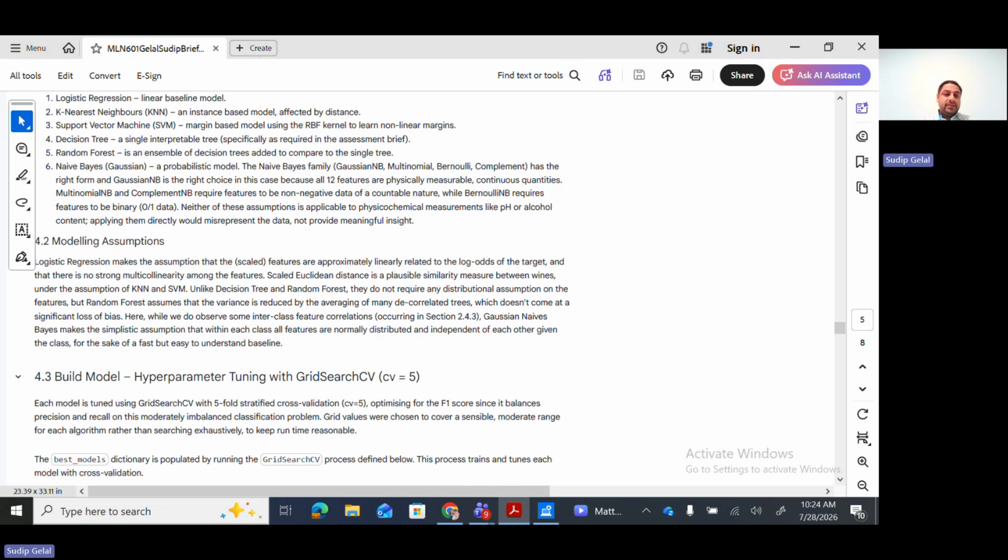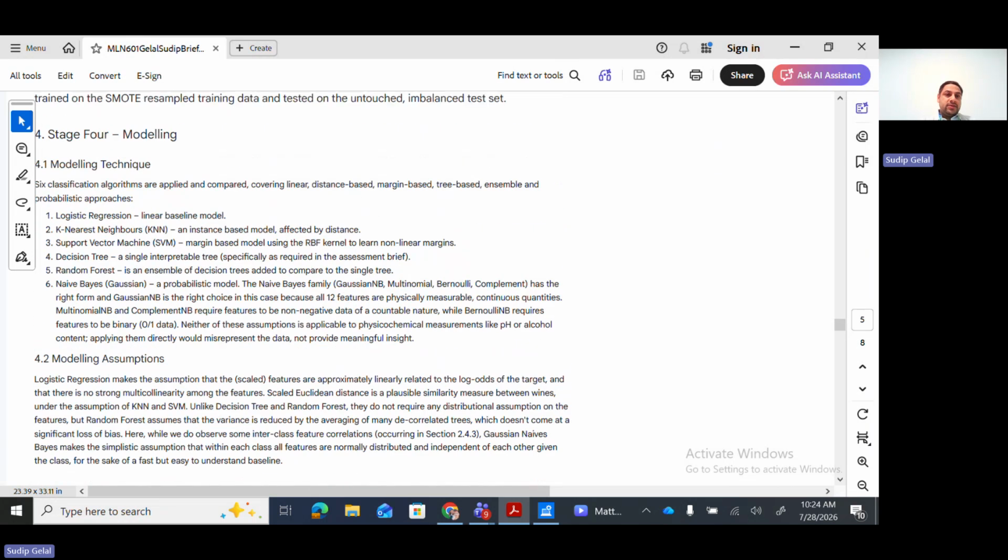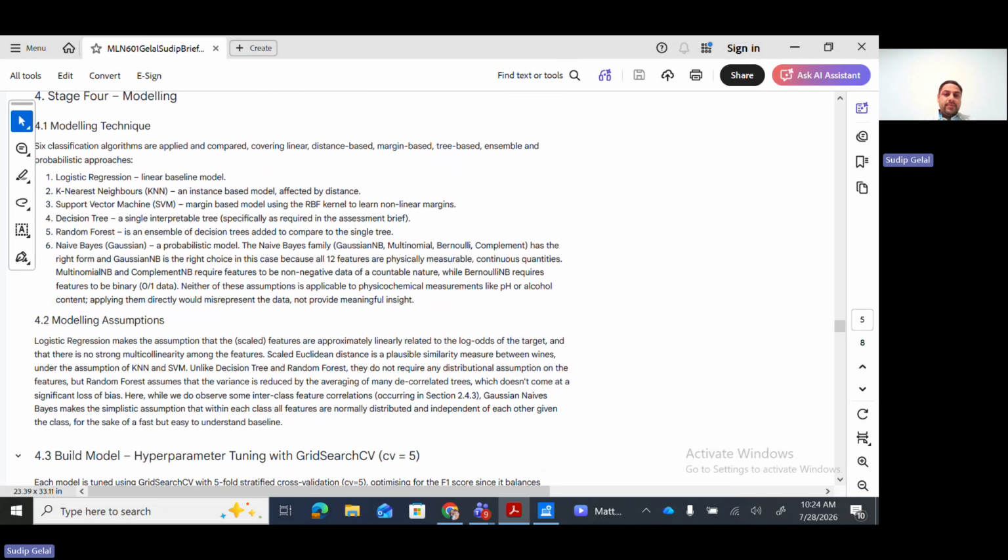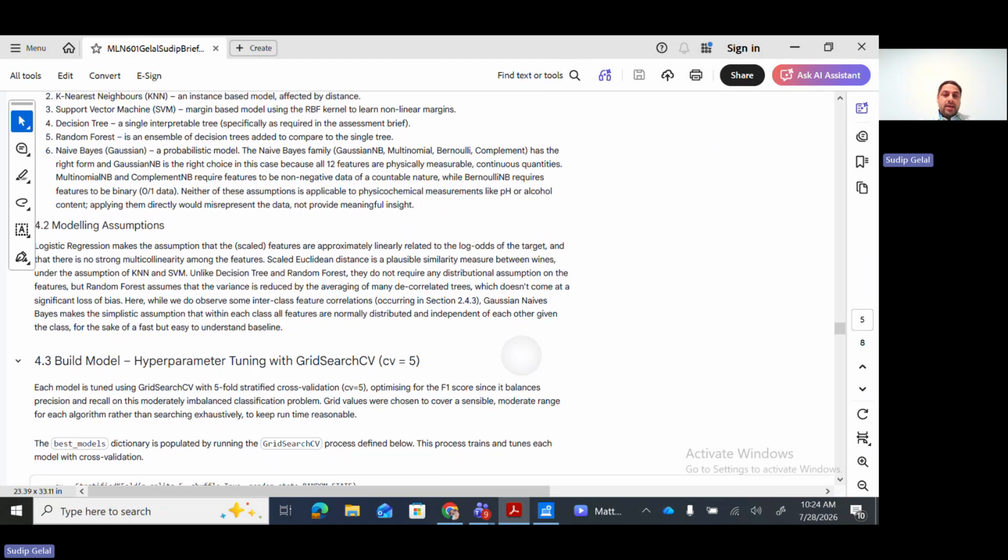The first one is the logistic regression model, a simple classification model. It predicts the probability that a wine belongs to the good or bad category. I used this as the baseline model because it is simple and easy to compare with other models. The second model was k nearest neighbors, or KNN. KNN predicts the quality of a wine by looking at the most similar wines. For example, if similar wines are good quality, then a new wine is also predicted to be good.